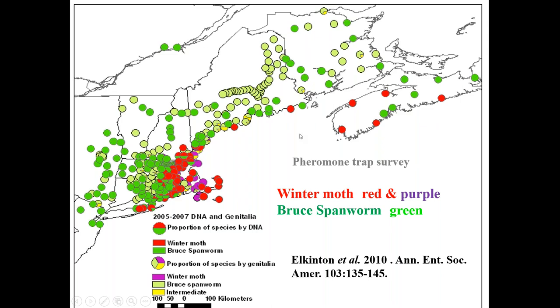Well, we knew about Nova Scotia because winter moth had been in Nova Scotia since the 1930s. We were very surprised, and our colleagues in Maine were just as surprised, to discover they had winter moth right along the coast of Maine. No winter moth in the interior, but right along the coast, they had winter moth. They'd never heard of winter moth.